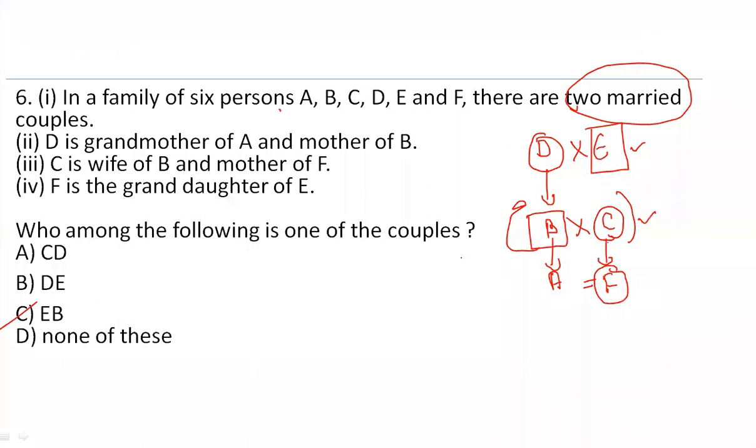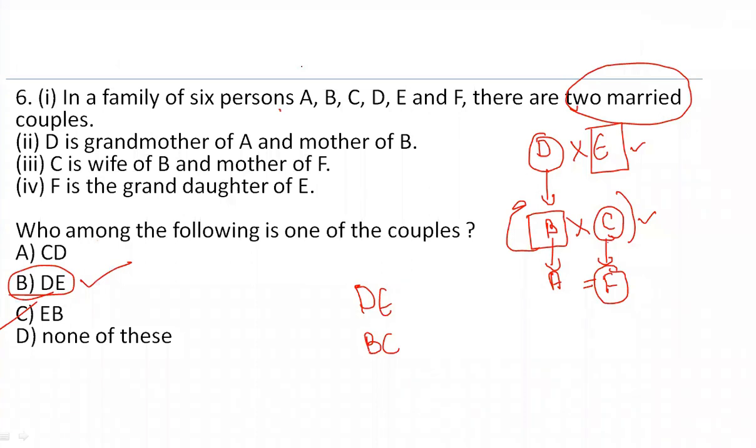Okay. So ma'am, the gender of A is not known to me now. So can I answer questions based on this data? Yes, you can answer questions based on this data. It will not affect. So who among the following is one of the couple? Two married couples are there, right? One couple is nothing but D and E, and the other couple is nothing but B and C. So one of the couple is nothing but D and E. Option B is the answer for the question.